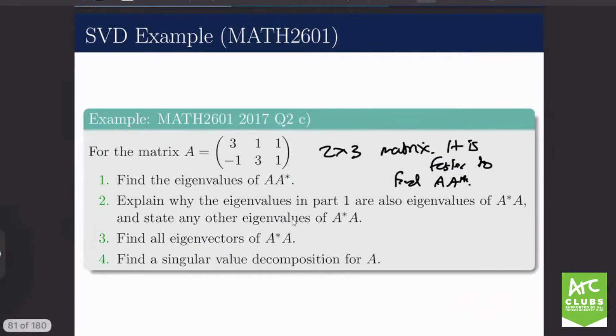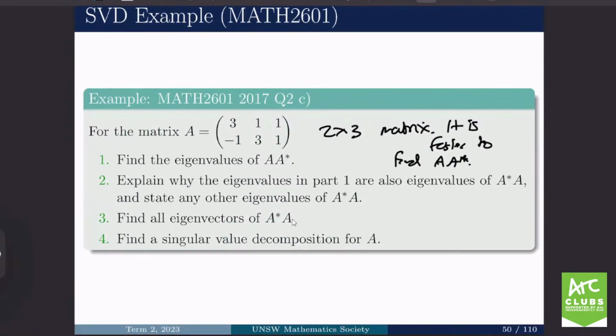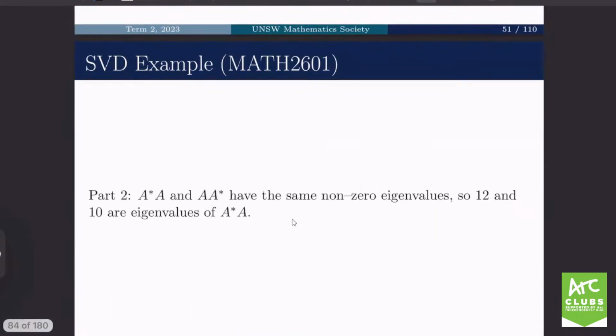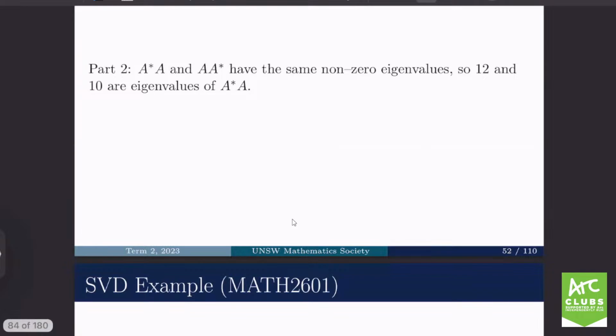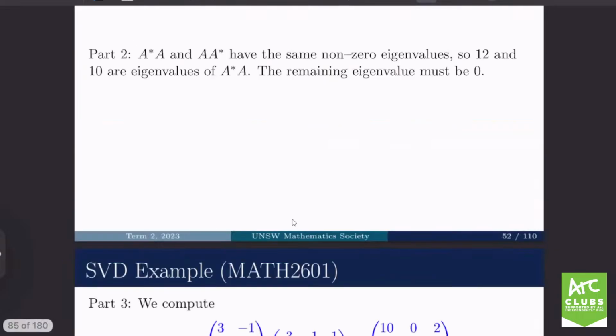That's part 1 done. Now part 2: explain why the eigenvalues in part 1 are also eigenvalues of A star A, and state any other eigenvalues of A star A. So A star A and A A star share the same non-zero eigenvalues. So 12 and 10 must be eigenvalues of A star A, and the other eigenvalues of A star A must be 0. Remember that A star A will have a maximum of 3 eigenvalues. So 12, 10, and 0 are the eigenvalues.